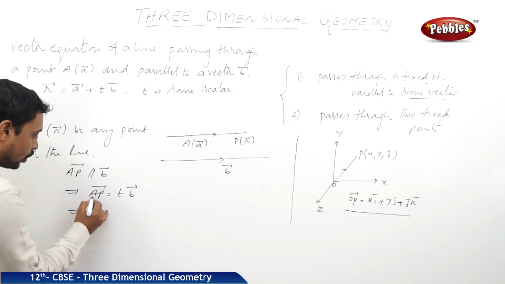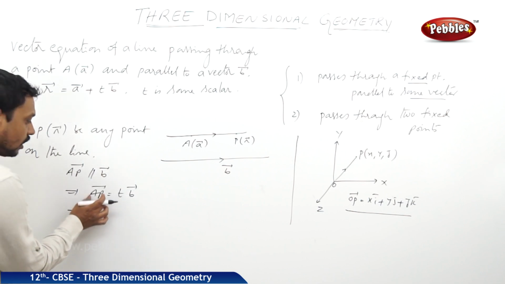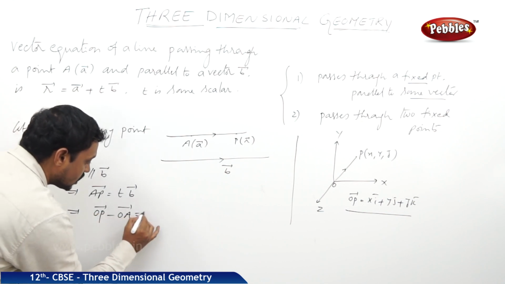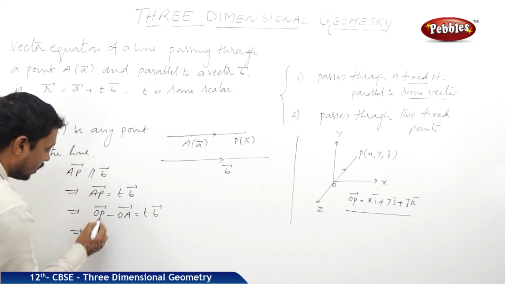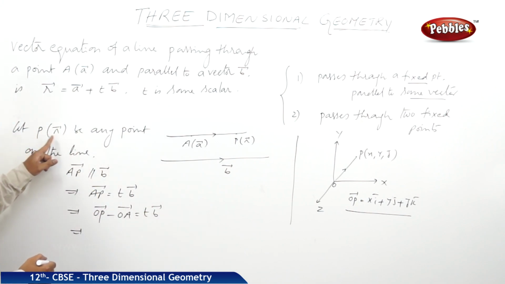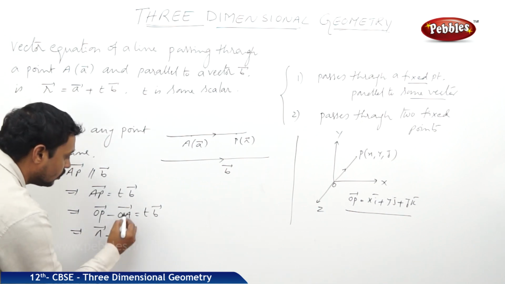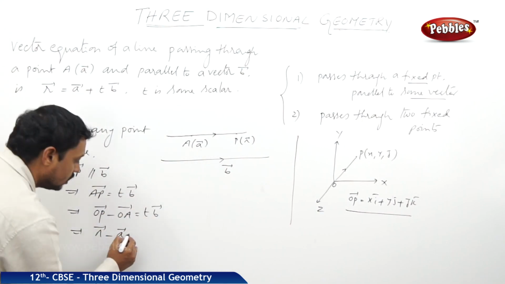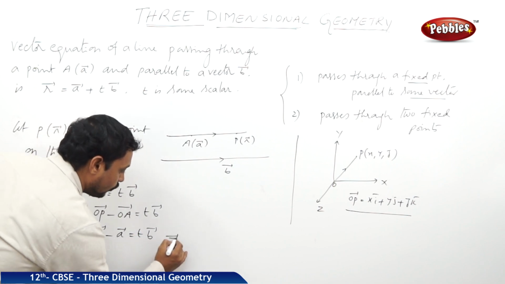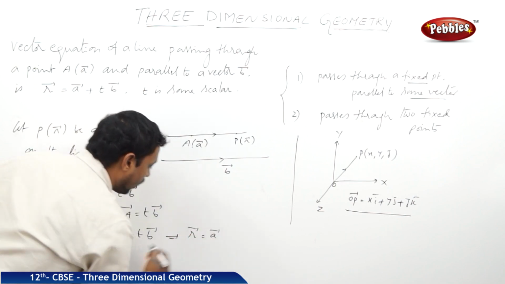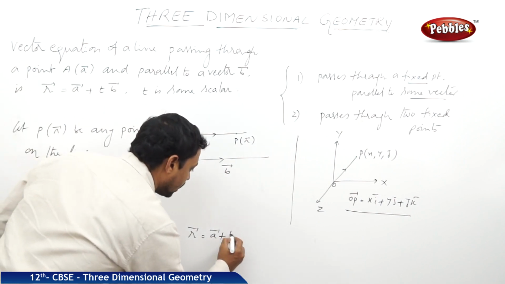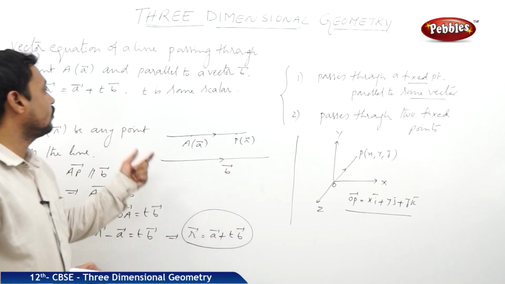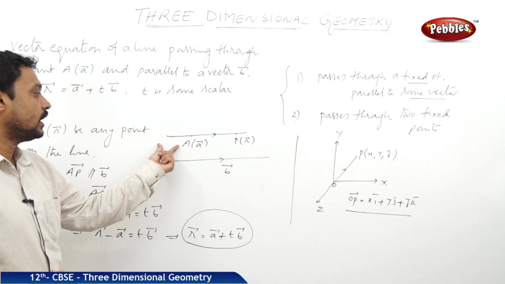Now AP vector, by the definition of a vector, can be taken as OP bar minus OA bar is equal to t into B bar. But what is the position vector of P? OP bar is R bar. Minus OA bar, the position vector of the point A, which is given as A bar, is equal to t into B bar. Therefore, R bar is equal to A bar, moving this minus A to the right side, A bar plus t into B bar.